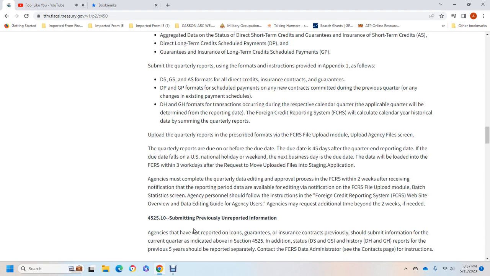Update the quarterly reports as prescribed in the formats of the FCRS using the file upload module, uploading the agency file. The quarterly report is due 45 days after the end of the quarter of the reporting date, if the due date falls within the U.S.